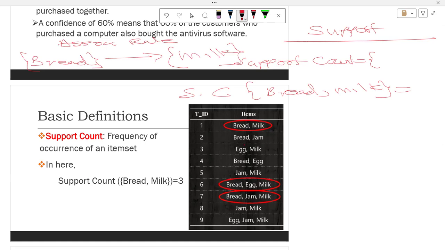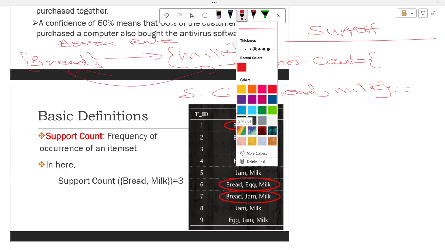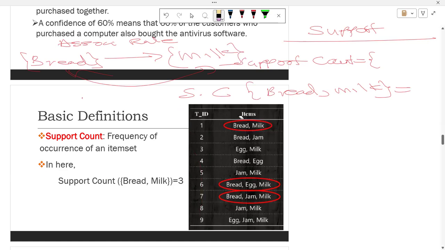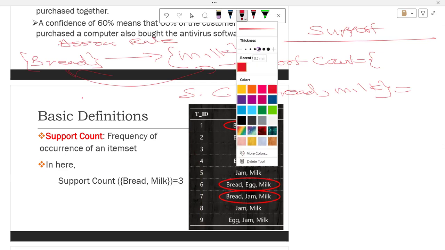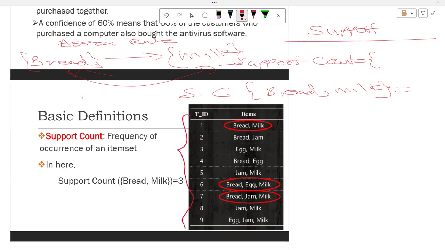Now we need to find out the support of this association rule. To calculate the support, we need the support count of this association rule. The support count of the association rule means how many transactions include both bread and milk. Tell me, in this transaction table, how many transactions deal with bread and milk?